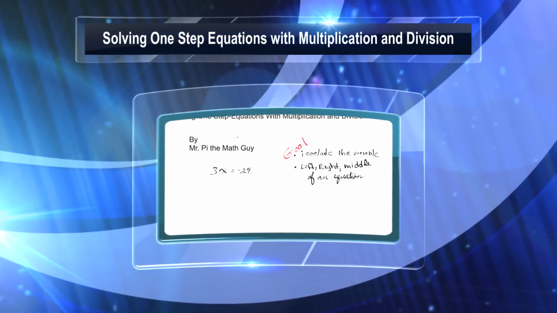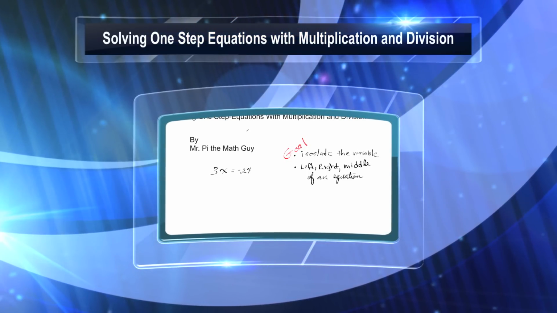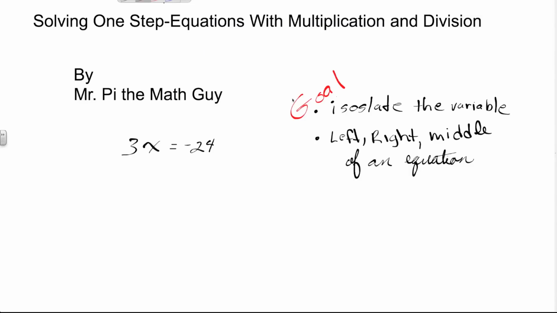You have to remember when solving equations, and we're talking about some very simple equations today, the goal is to isolate the variable. When isolating the variable in an equation, you want to consider that you have a left, a right, and the middle of an equation. To give you an idea how we're going to achieve this goal, I have a simple equation right here.